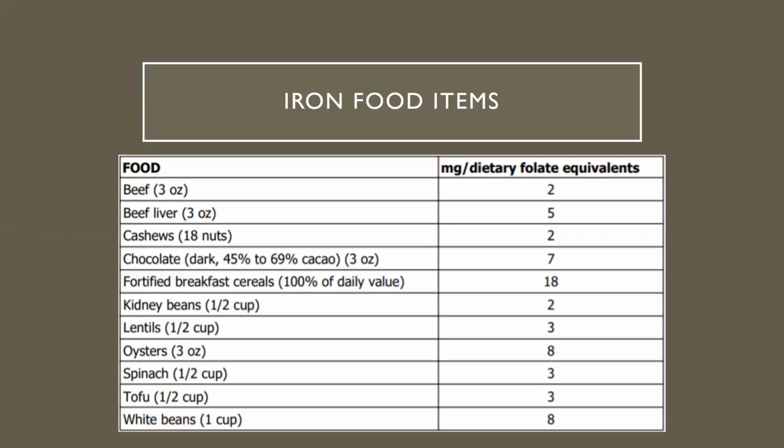Here's just a list of the different iron food groups. So again, those red meats, fortified cereals, oysters, white beans, spinach.